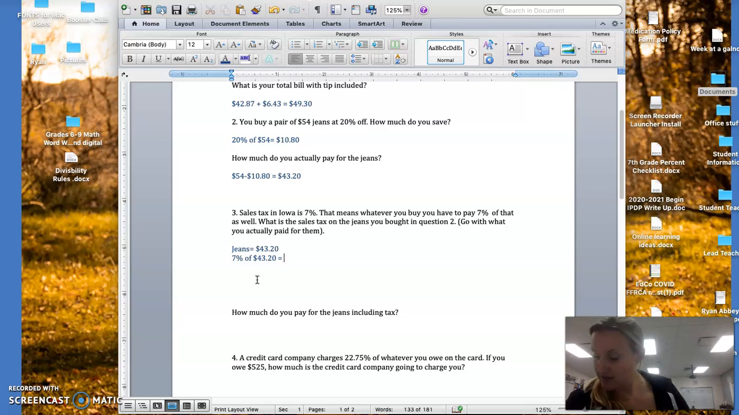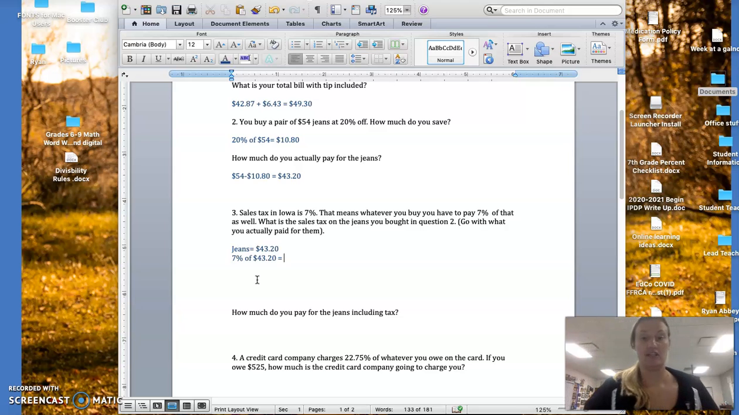Either way, the answer is 3.024. And like we talked about before, we don't write money that way, so it will round to $3.02. So we will pay $3.02 in tax.